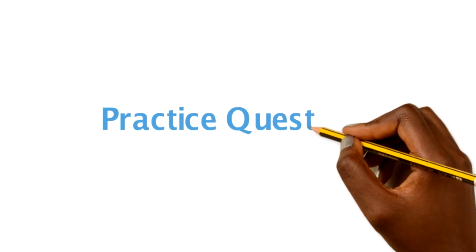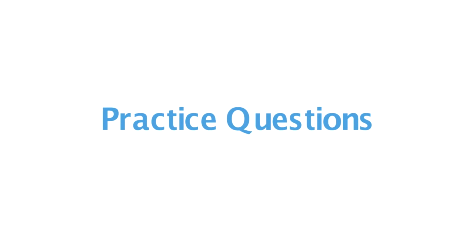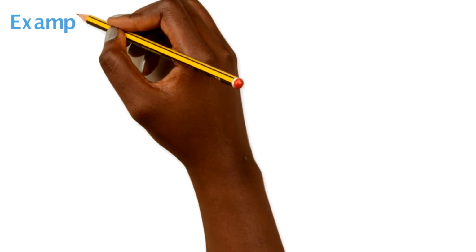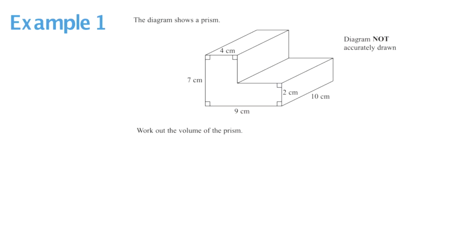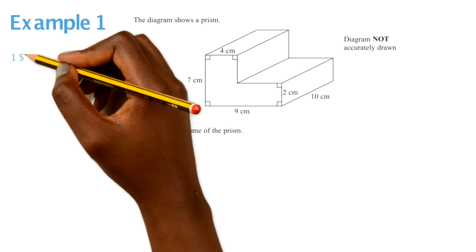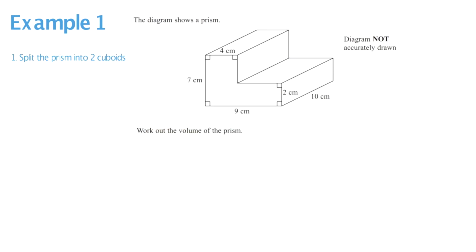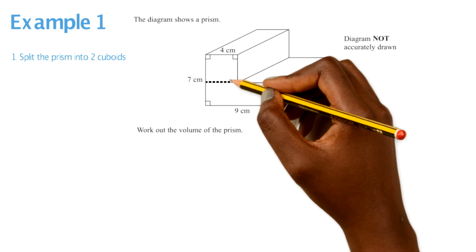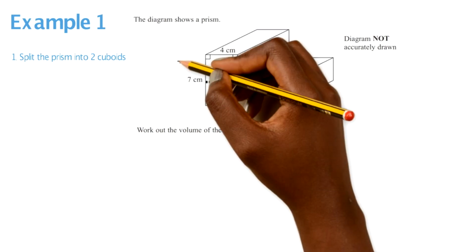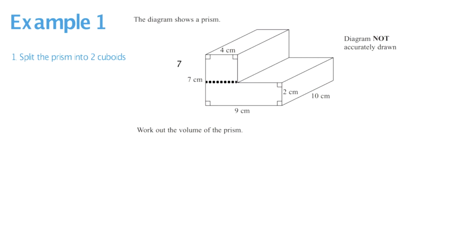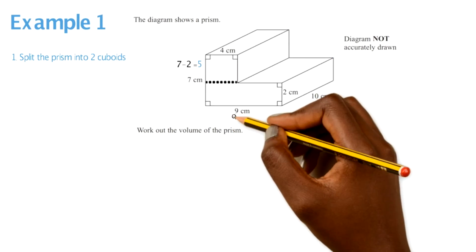So here are some practice questions. Example 1. So here we have our prism, and it wants us to work out the volume, but it's very interesting, it's an L shape. So what we can do is split this up into two cuboids, right, to make our life easier. So now we've split this up, we're going to work out the volume of each cuboid and add them together. So first of all, with the top cuboid, the other length is 5 centimeters.